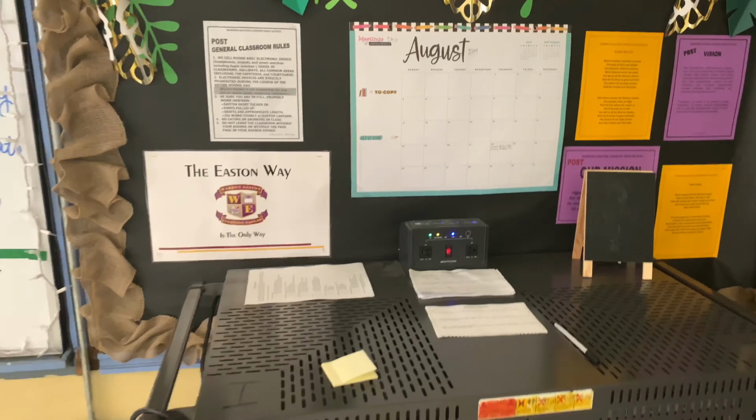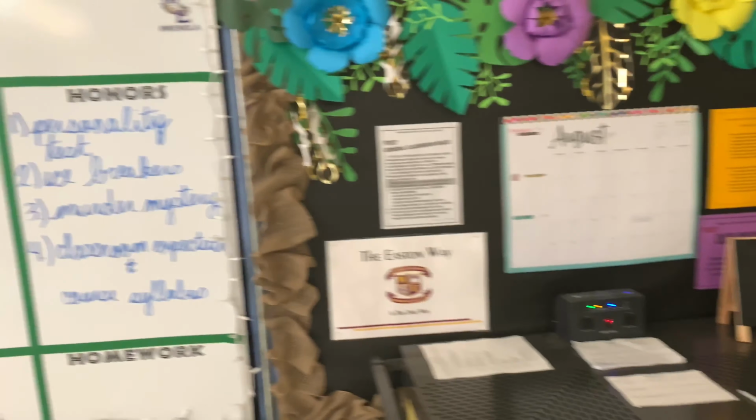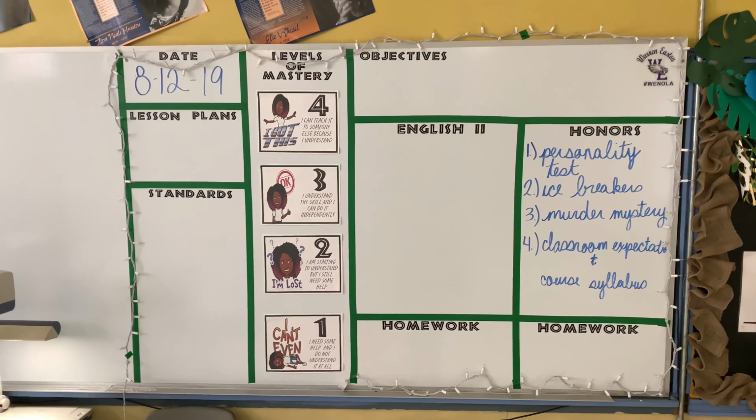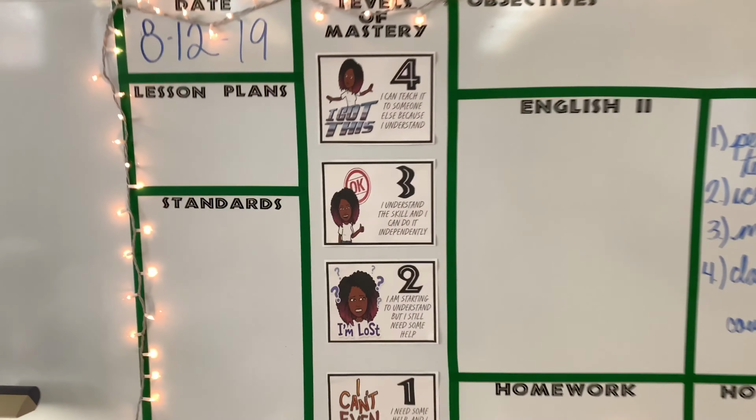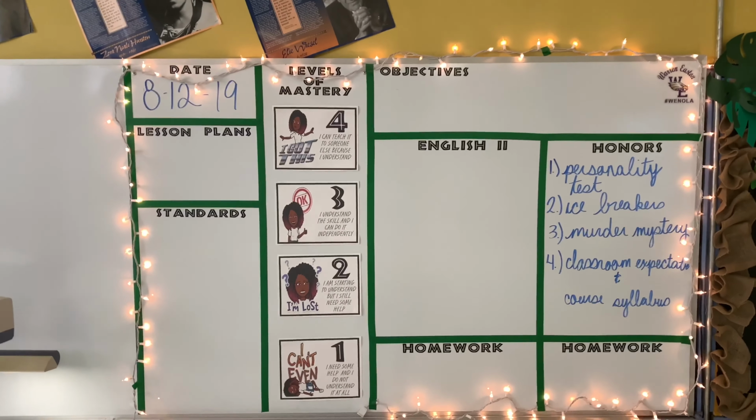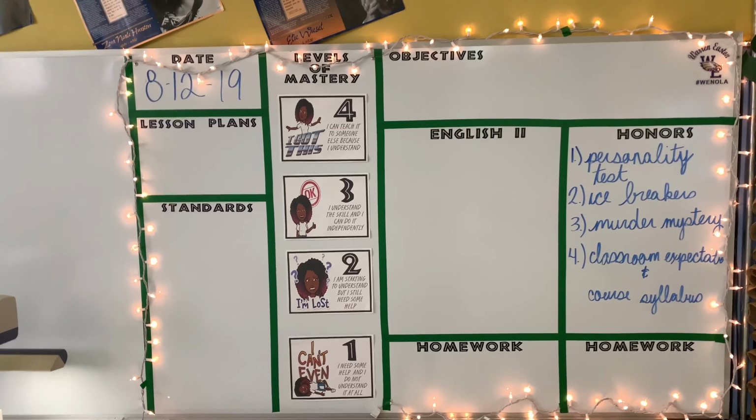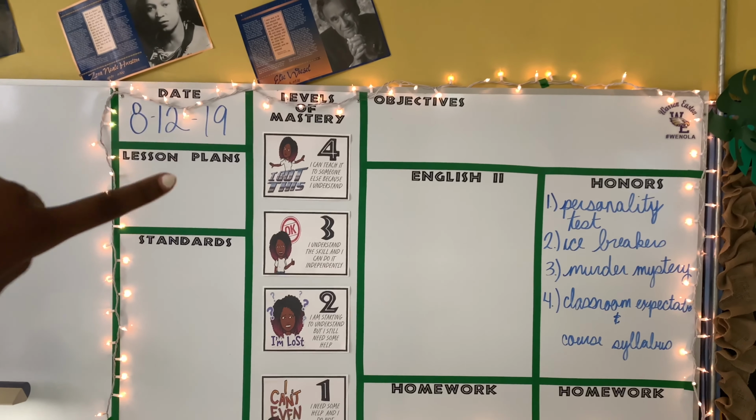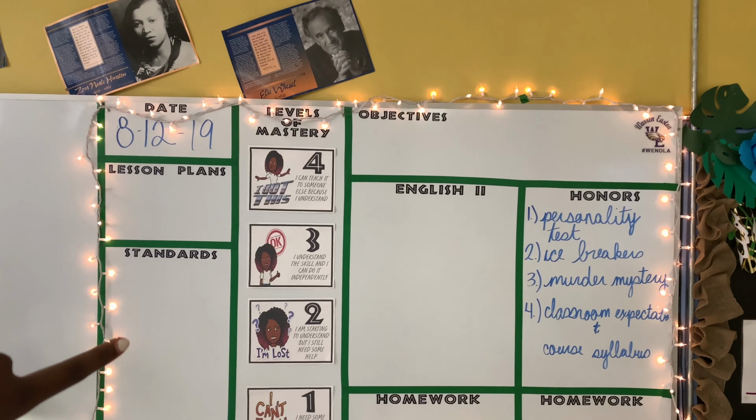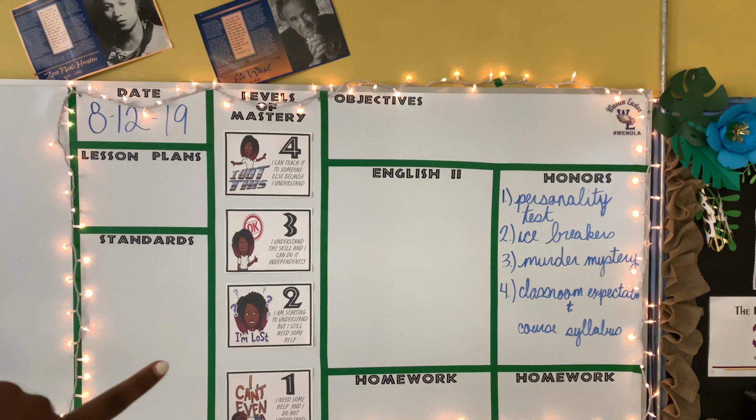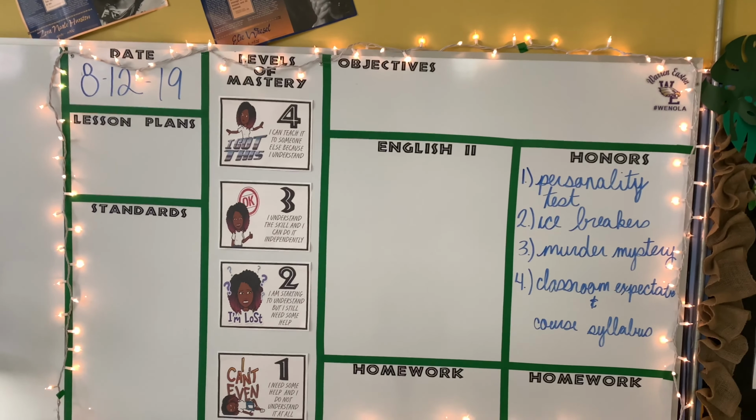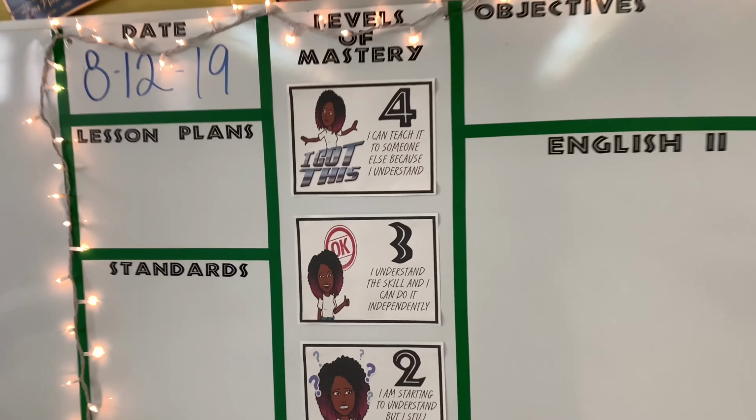And then I have my computer cart, and next to that I have my standards and objectives board with lights. I brought my lights back this year because I really like them, and I've done them for the past couple of years. So as you can see, I have a spot for the date. We have to post our lesson plan, so I have that spot there. And then I'm also going to be doing something really cool with my standards, which you will see in later videos. And then I also have my levels of mastery, and I can actually zoom in.